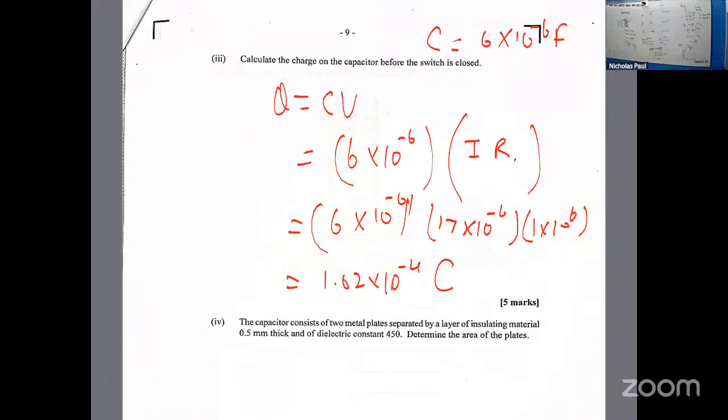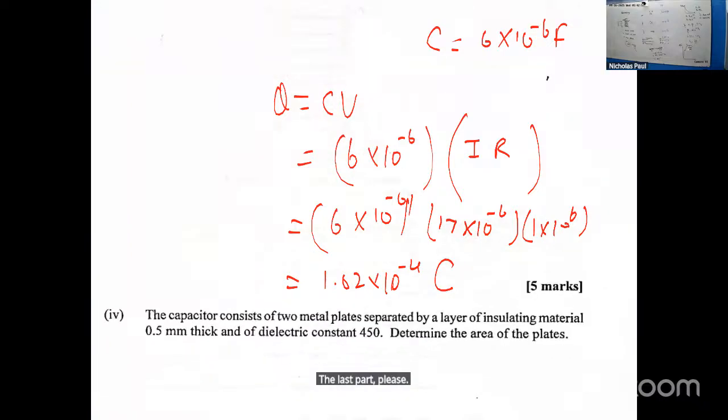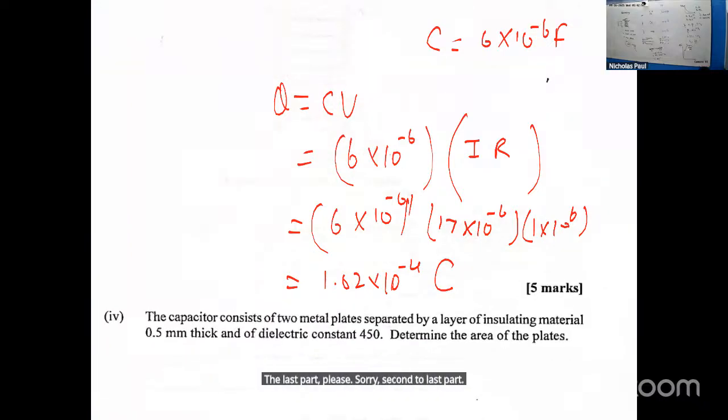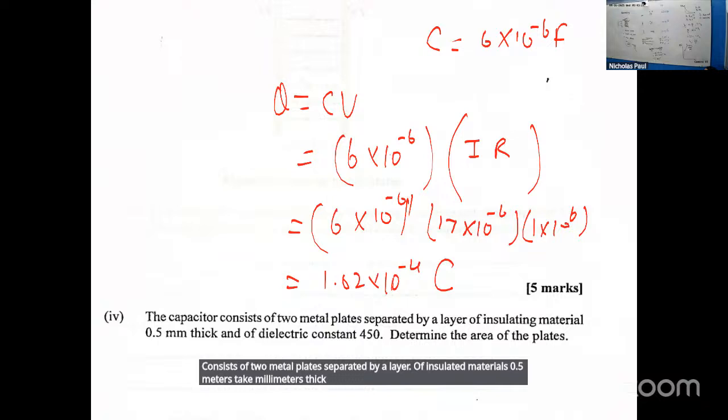Do the second to last part, please. What's the formula we'll use here? The capacitor consists of 2 metal plates separated by a layer of insulating material 0.5 millimeter thick, and they give you a dielectric constant. Epsilon A on D.